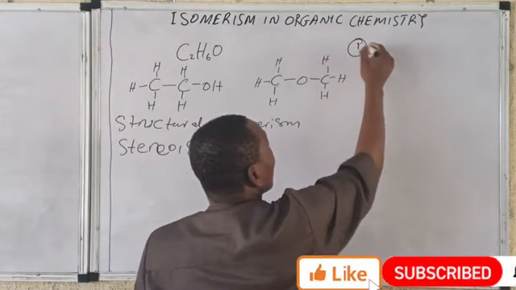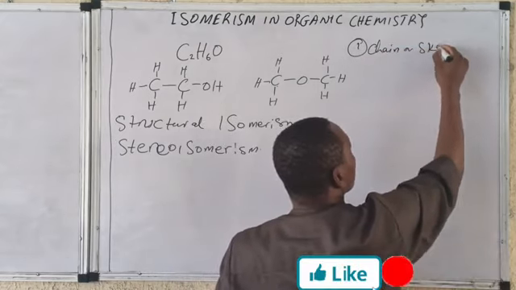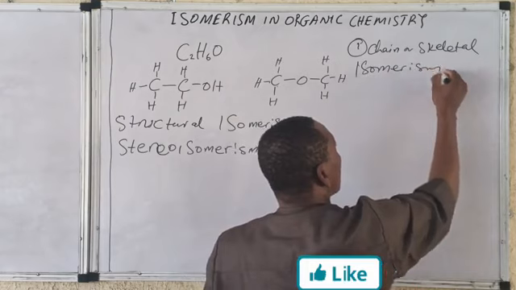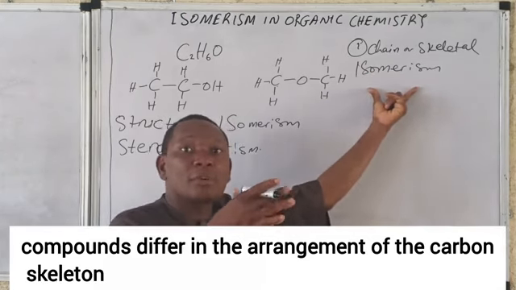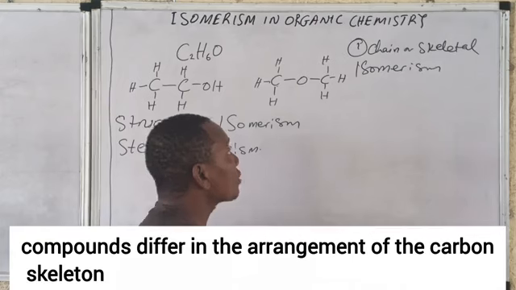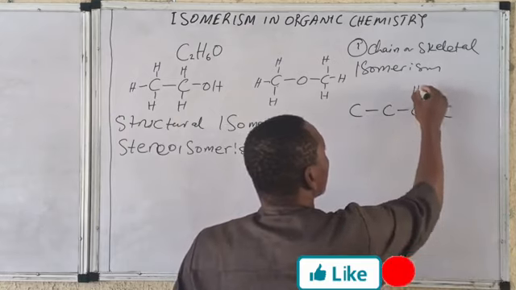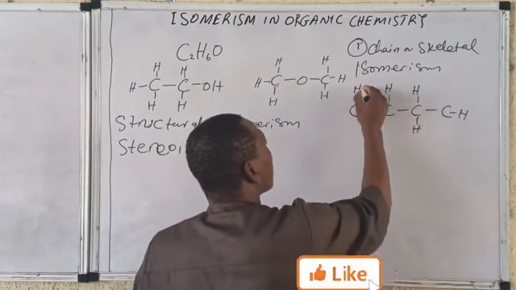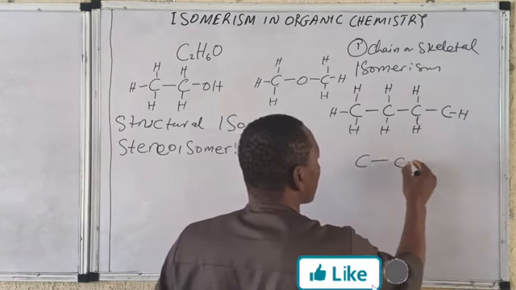Let's start with chain or skeletal isomerism. In this kind of isomerism, it's actually concerned with the changes you observe in the main carbon chain. For example, let's assume that we have a compound like this. This is butane. Now we have another compound like this.